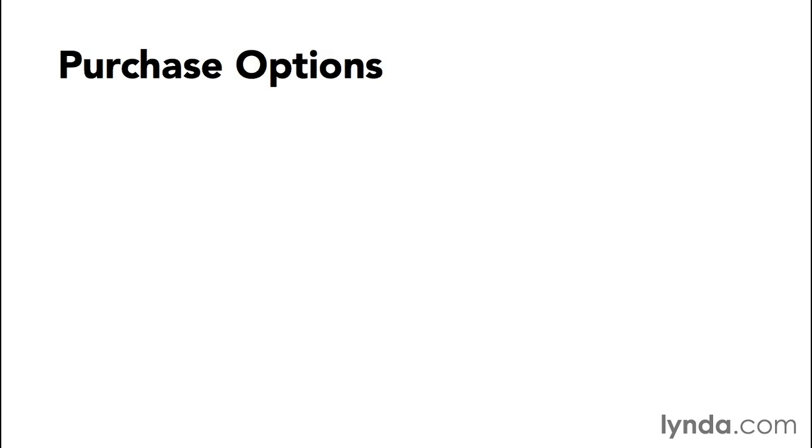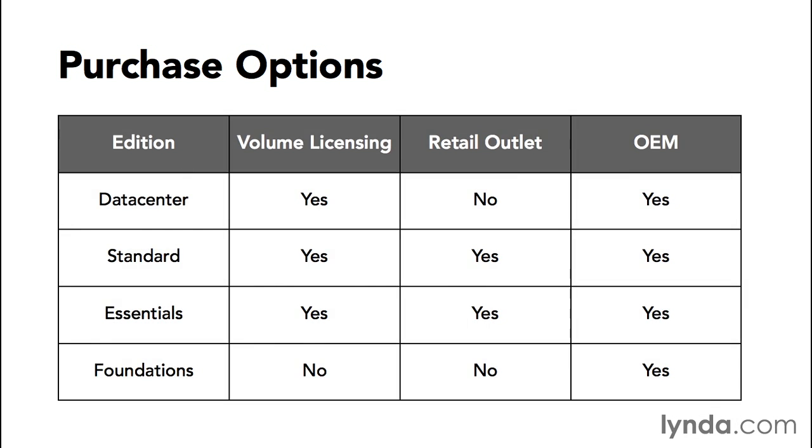Finally, there are several different ways that you can purchase your editions of server. The 3 ways you can purchase your server is through a volume license, from a retail outlet, or from an OEM. In a volume license, you are effectively buying directly from Microsoft, and you are paying them for the number of servers you think you'll need to run or the number of workstations you think will need to connect to your server. Another way you can purchase some of these editions is through a retail outlet.